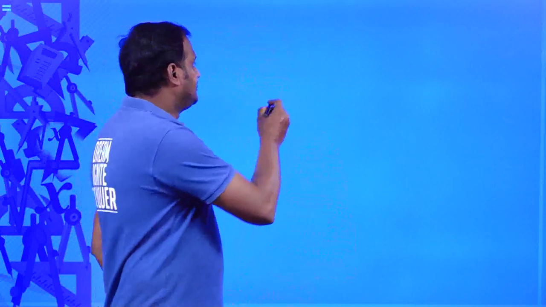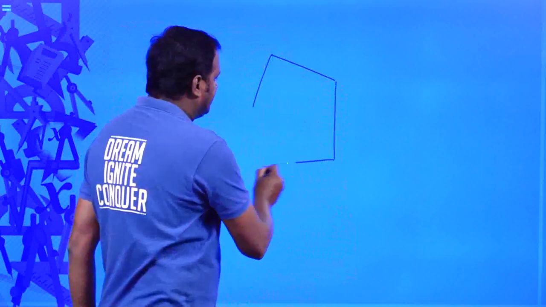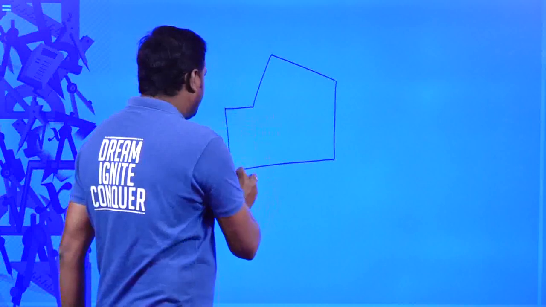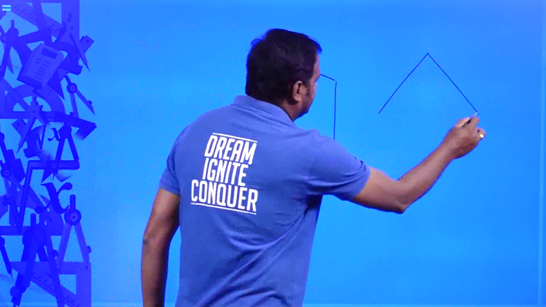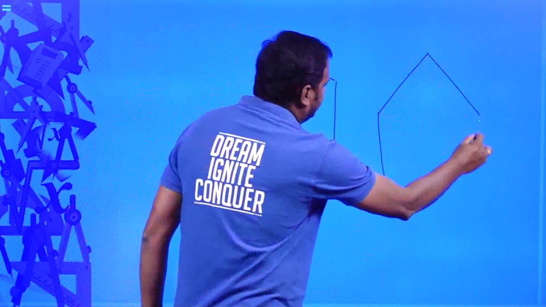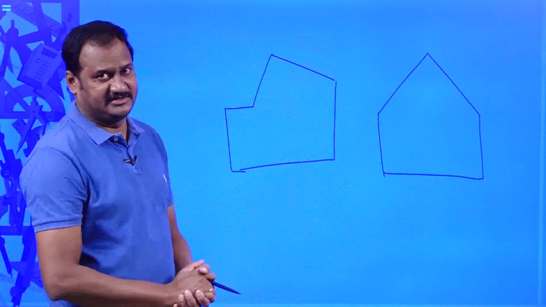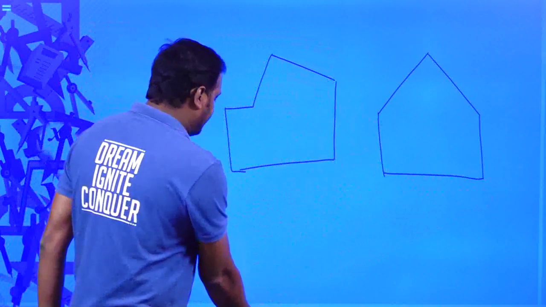See, there are two types of polygons. What are those two types of polygons? For example, if you have a polygon of this kind, this is one polygon and this is one more polygon that I am going to draw here. In these two polygons, have you observed any difference? What is the difference between these two polygons?